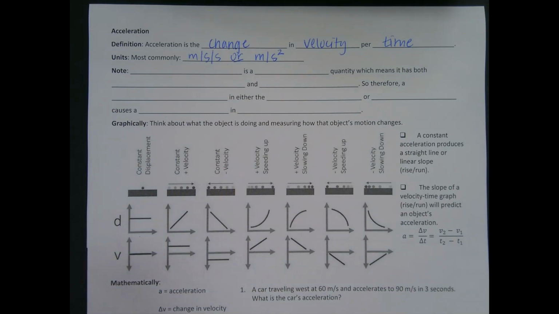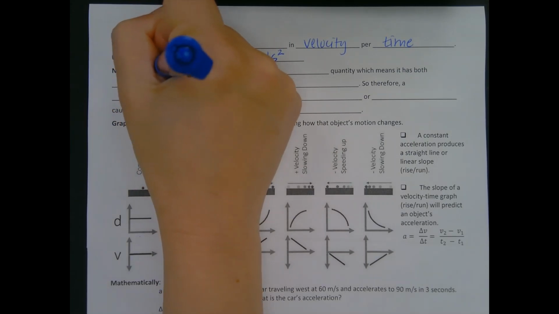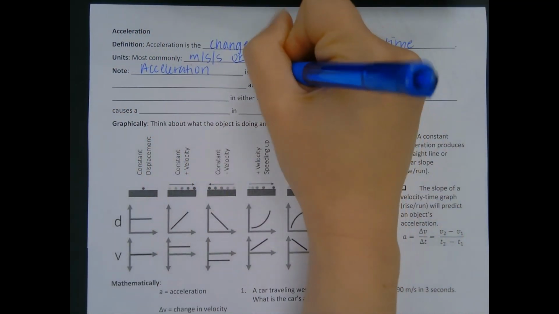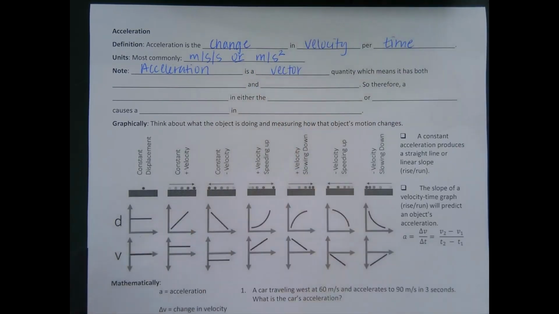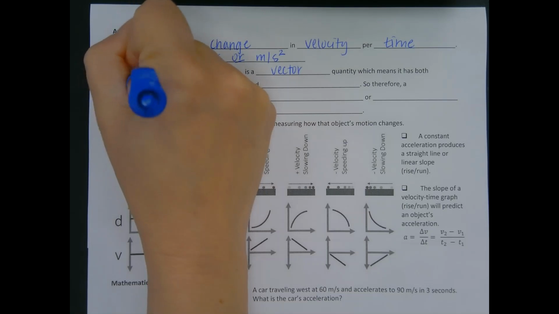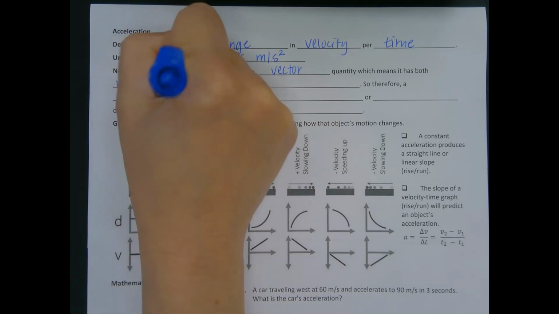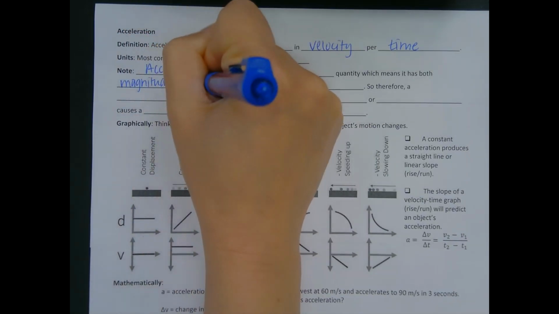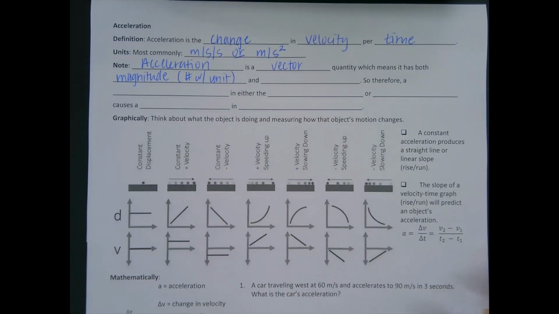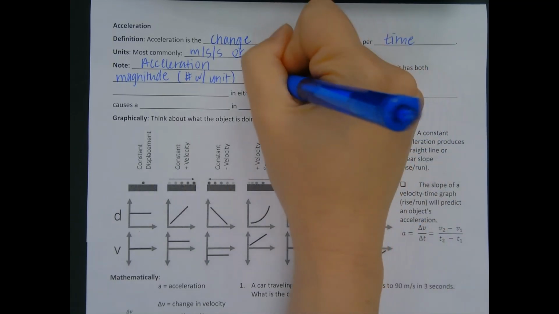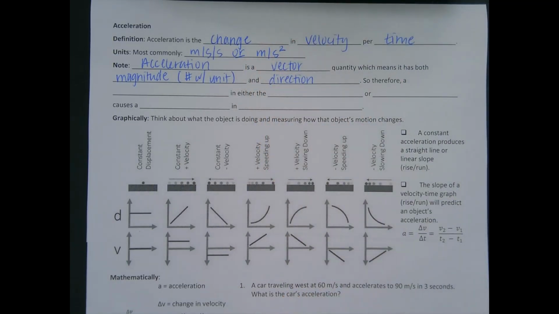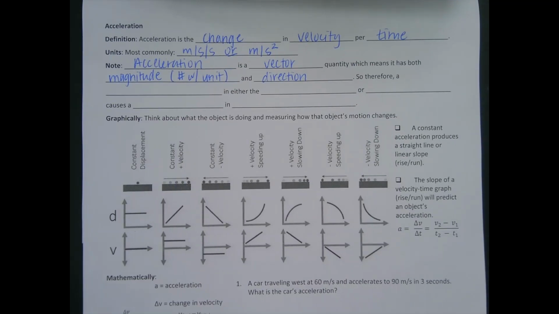So a quick note though, that acceleration is a vector quantity, okay? Which means that it has both magnitude, and by magnitude, I mean a number with a unit, okay? So magnitude meaning a number, and direction. North, south, west, up, down, either of those.